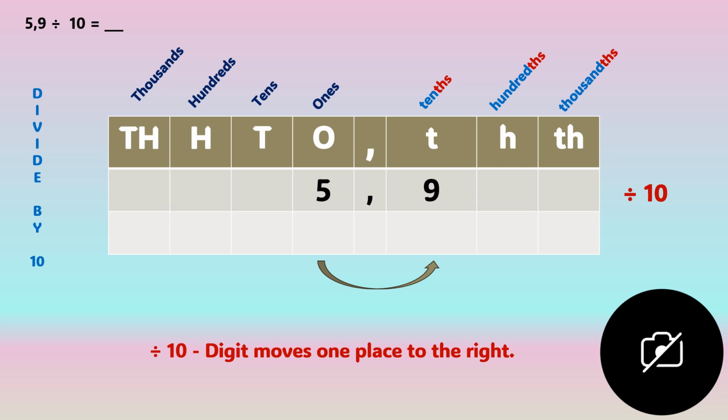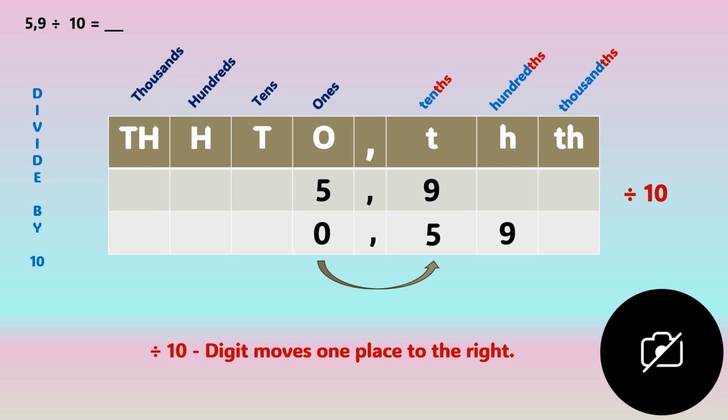Now, because it's moving, our 9 also has to move. So our 9 is going to move to the hundreds column, one place to the right. Our 5 is going to go to its new place, new house. And our comma stays the same. The comma does not move. And because now there is no whole number, you're going to add a 0.